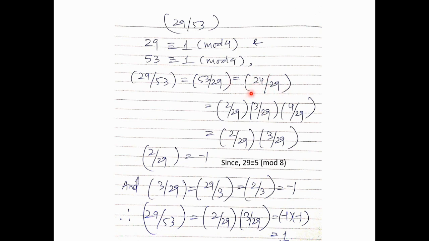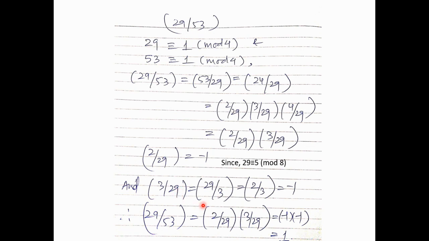Then 24 can be written as 2 times 3 times 4. So this is equal to (2/29)(3/29)(4/29). Then again 4 is 2 squared, so this can be deleted. So we have (2/29) times (3/29). Now (2/29) is equal to minus 1, because 29 is congruent to 5 modulo 8, therefore this is minus 1.